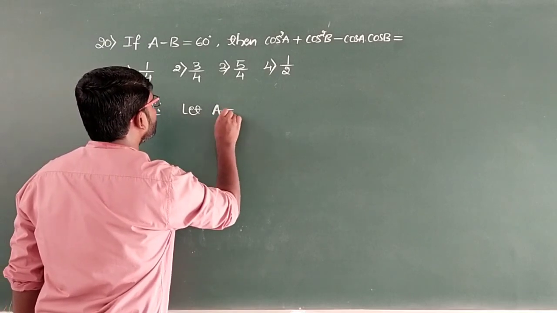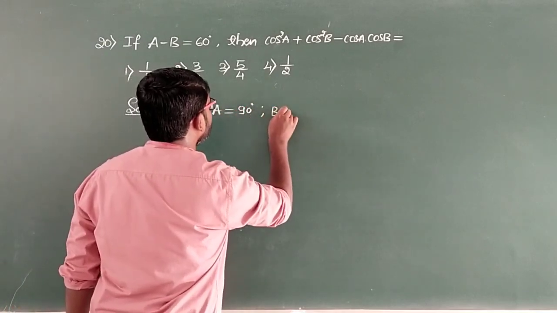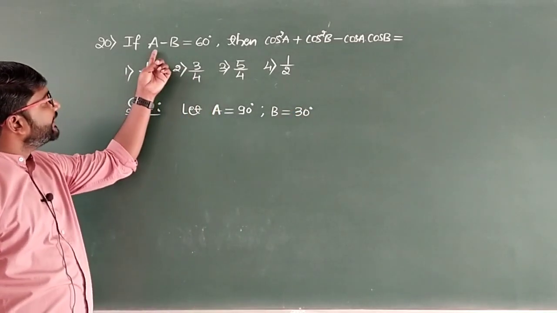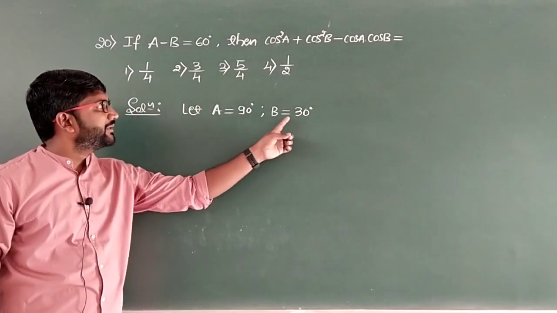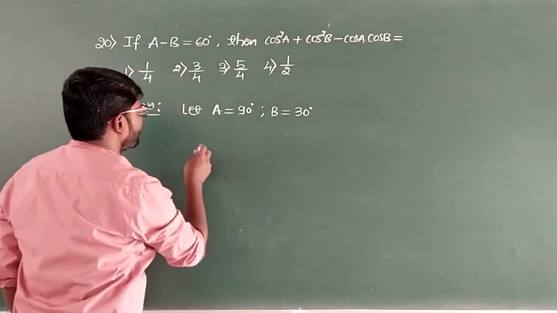Let A equal to 90 degree and B which is equals to 30 degree. So what do we get now? 90 minus 30 will give us 60 degree. That means whatever the angles we have considered are correct. Now substitute these two angles in the given condition.